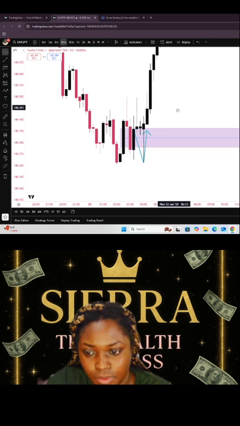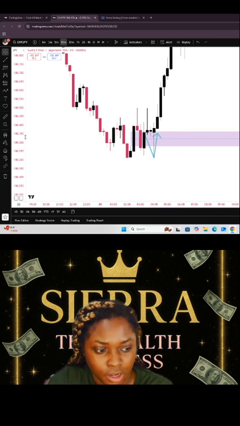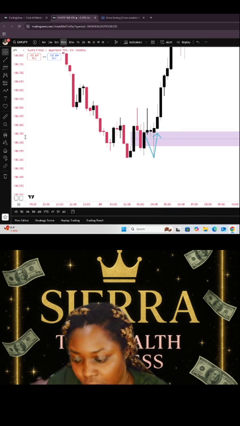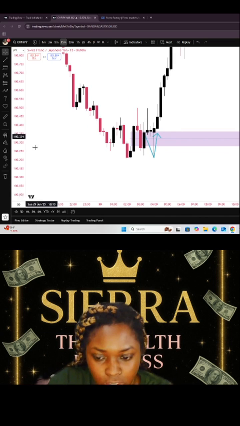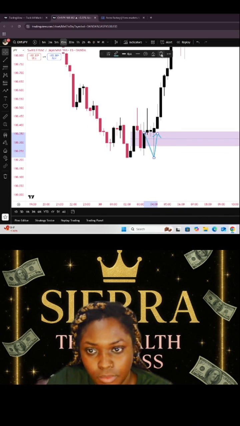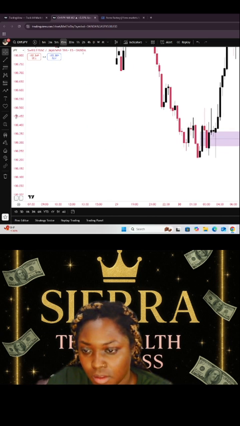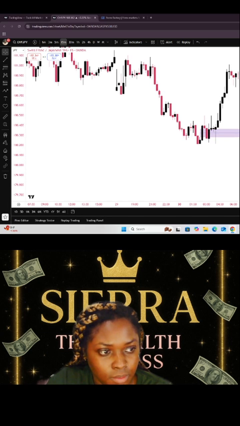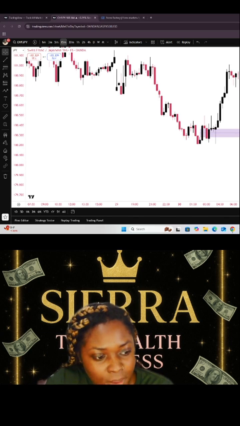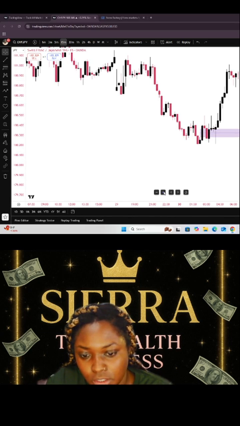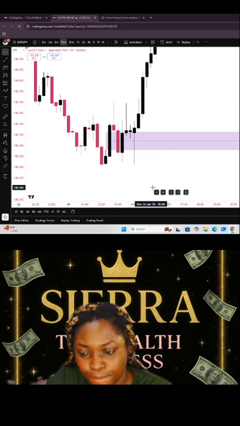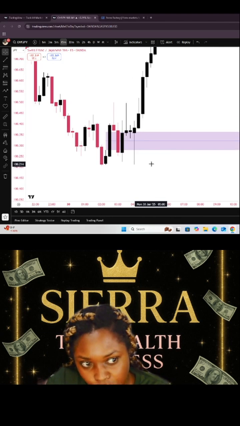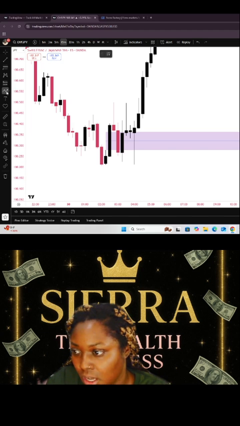Okay, and that's for any zone: support and resistance, fair value gaps, order blocks, supply and demand. It's for any zone. You want to wait for your candles to finish closing. What do I mean by close? Just the candle? Yes. So the candle. You want to wait for the candle to close, and you want to wait on a price action signal.